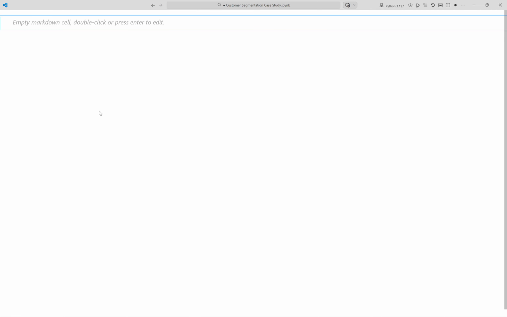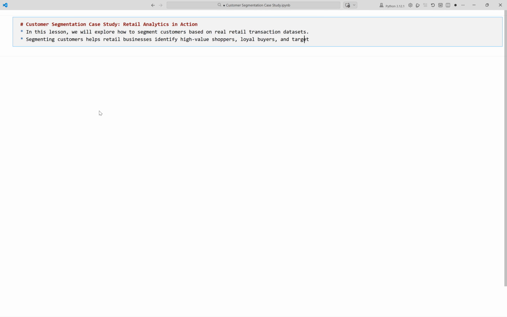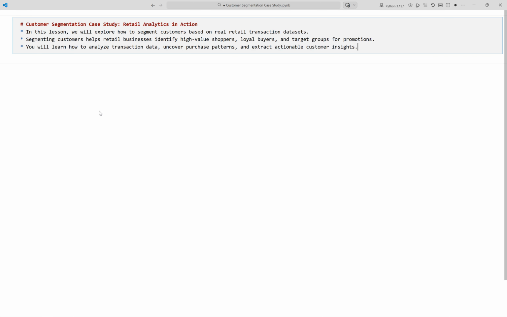Customer Segmentation Case Study, Retail Analytics in Action. In this lesson, we will explore how to segment customers based on real retail transaction datasets. Segmenting customers helps retail businesses identify high-value shoppers, loyal buyers, and target groups for promotions. You will learn how to analyze transaction data, uncover purchase patterns, and extract actionable customer insights. The goal is to gain the skills to inform smarter marketing, product, and sales decisions.